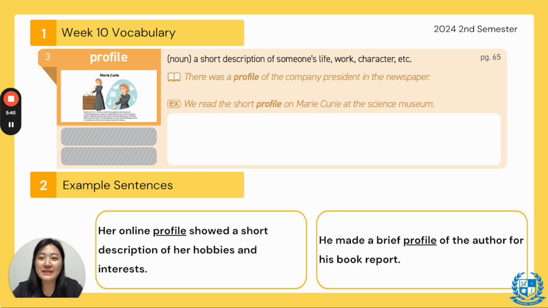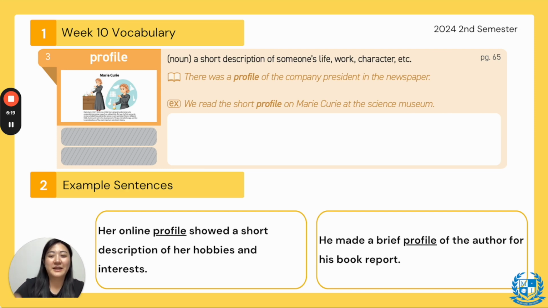Number 3, everyone say profile. Profile. The part of speech is a noun, and the definition is a short description of someone's life, work, character, or etc., which means so on and so forth. In our TED Talks, it says there was a profile of the company president in the newspaper, meaning it shows how that CEO, what their life was, where they worked, maybe the school that they went to. It's a profile, a little description.